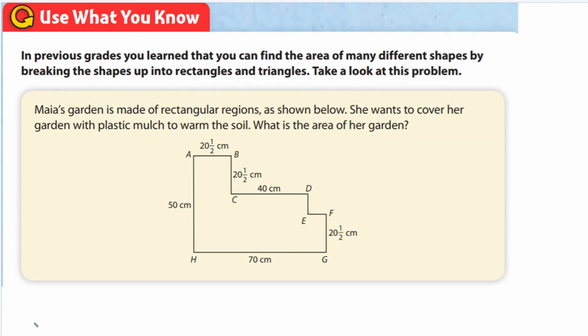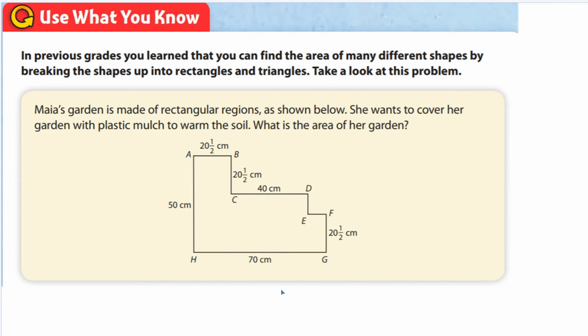Let's look at what we know. In previous grades, you learned that you can find the area of many different shapes by breaking the shape up into rectangles and triangles. Take a look at this problem. Maya's garden is made of rectangular regions, as shown below. She wants to cover her garden with plastic mulch to warm the soil. What is the area of her garden? I want you to look at this problem, and I want to see if you guys can figure that out. You should pause this video right now and see if you can figure that out on your own.